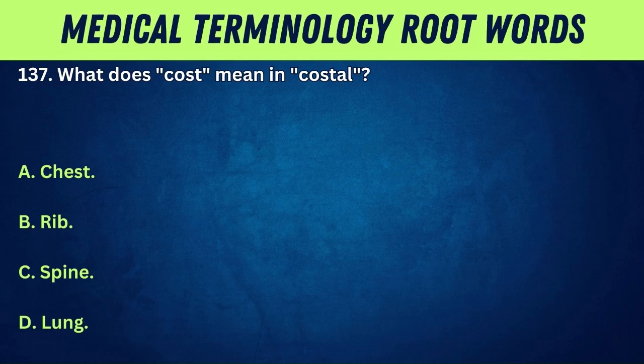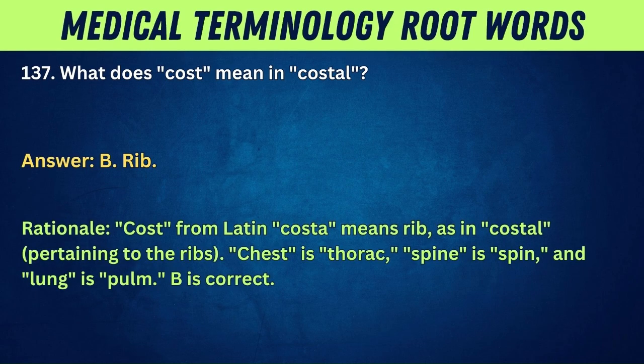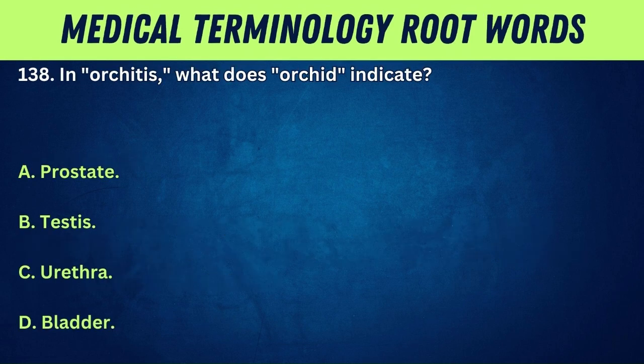137. What does cost mean in costal? A. Chest. B. Rib. C. Spine. D. Lung. Answer, B. Rib. Rationale. Cost from Latin costa means rib, as in costal, pertaining to the ribs. Chest is thorax, spine is spin, and lung is pulm. B is correct.